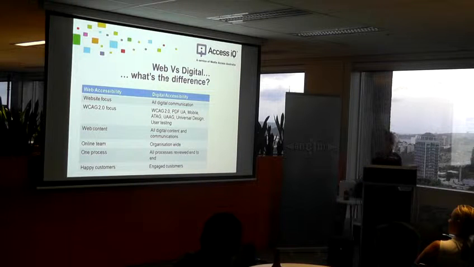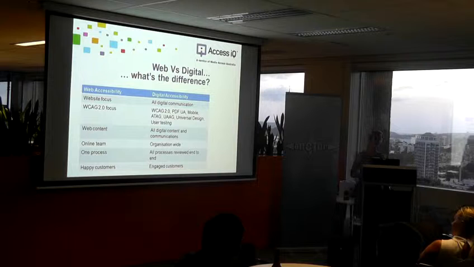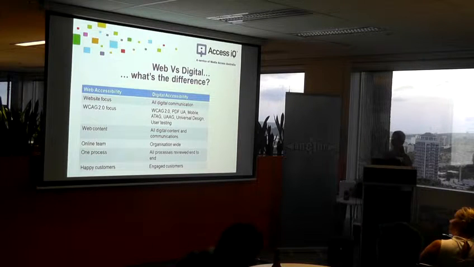So today we've been talking about web accessibility, and I guess these days I really use digital accessibility as the way of describing the issue. So here's sort of how we make the differentiation. Web accessibility is, of course, website focused, whereas digital accessibility includes all digital communication. It includes apps and native apps, content, marketing, documents.